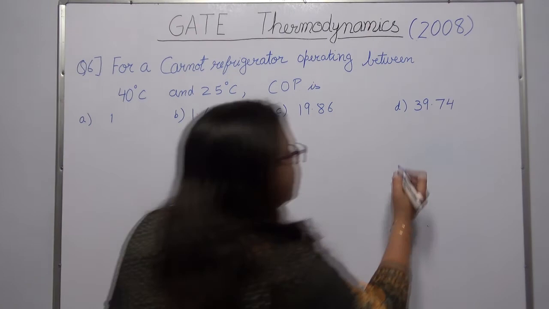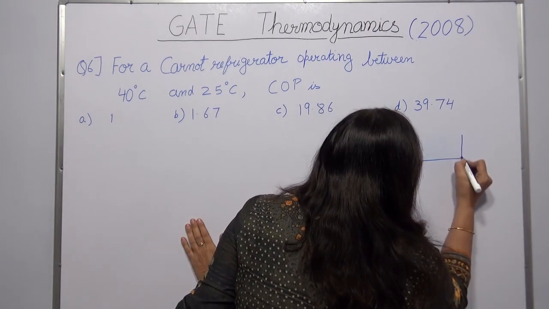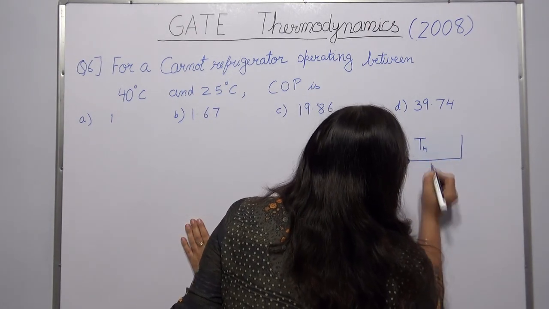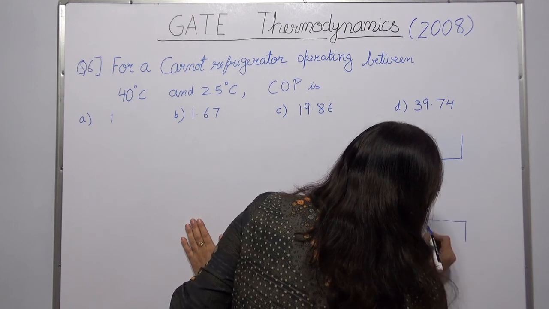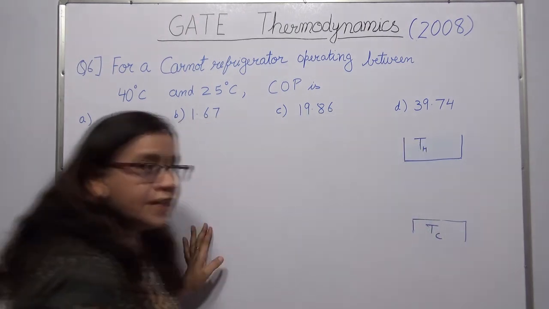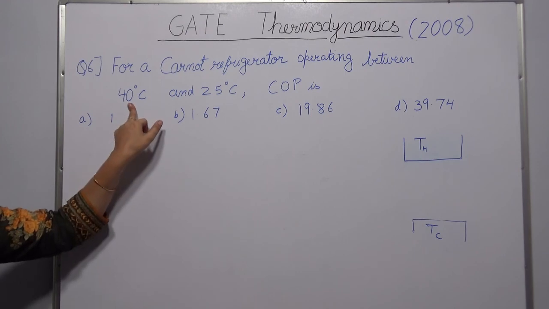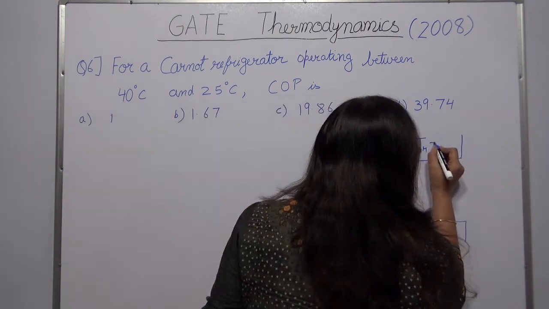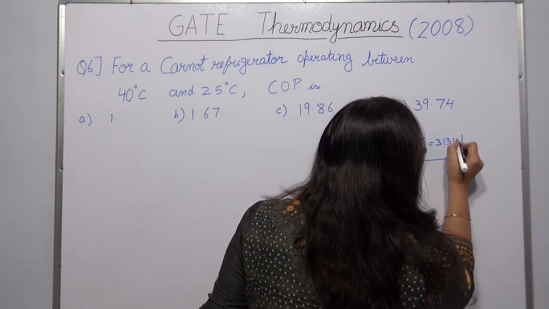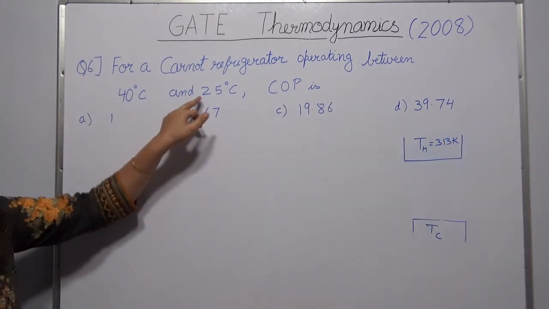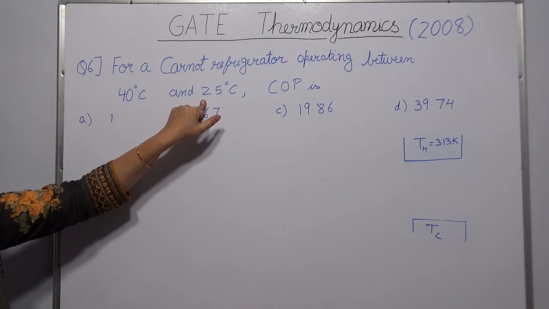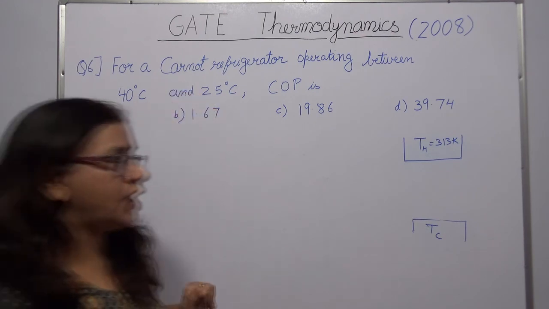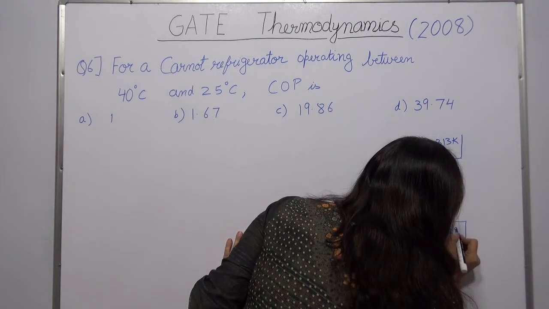Okay, so let's draw a schematic diagram. So your TH and TC, that is the temperature of the source and the sink, they are given. Your high temperature thermal reservoir is at 40 degrees centigrade. Convert it into Kelvin, so it will come out to be 313 Kelvin. Let's write it over here. So it is 313 Kelvin. And your low temperature reservoir is at 25 degrees centigrade, or converted into Kelvin, it will be 298 Kelvin.